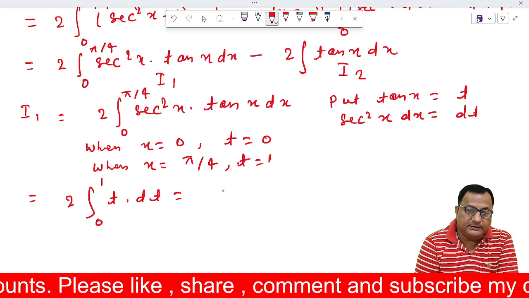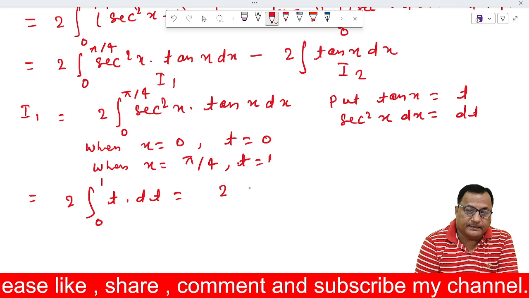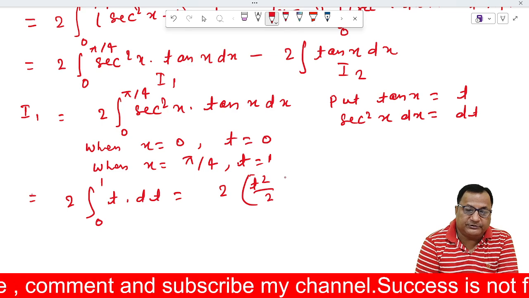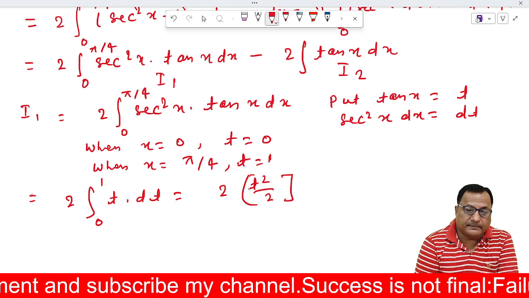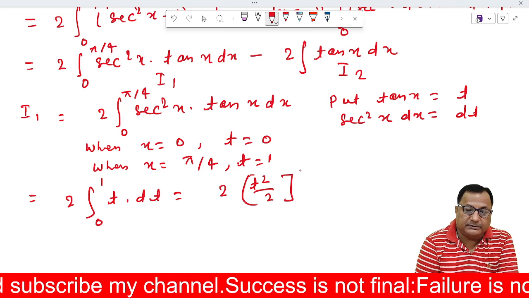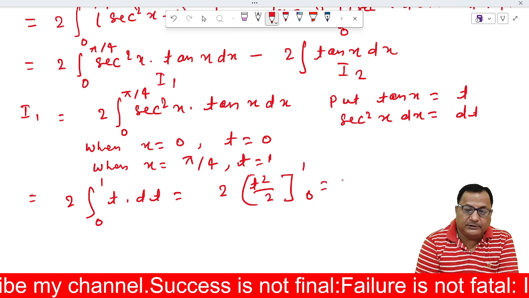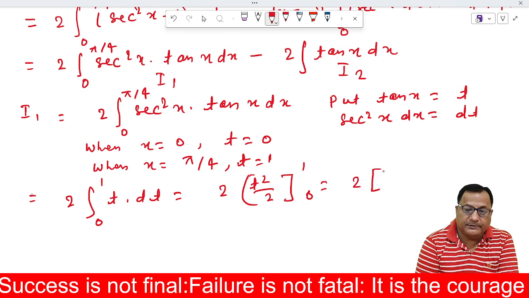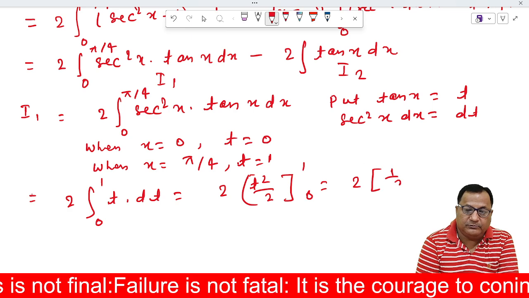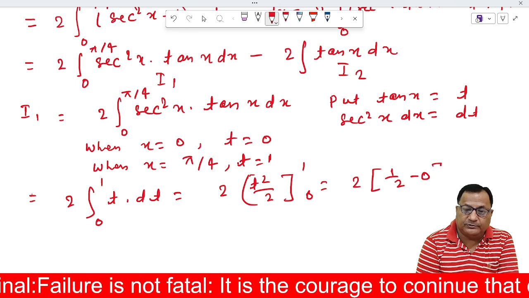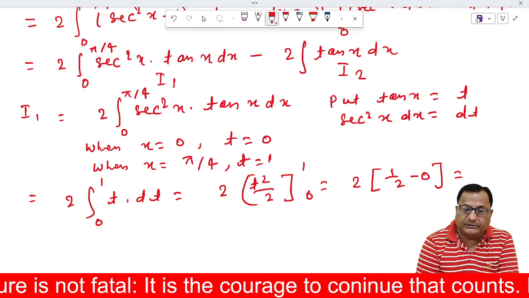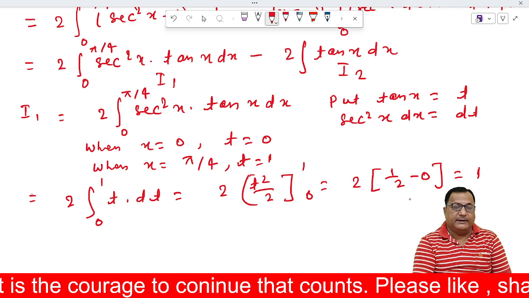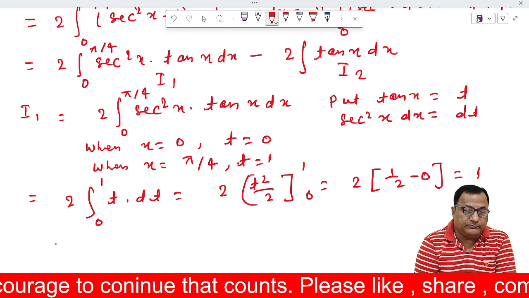Integration of this will be 2 times t squared by 2, from 0 to 1. If we put the values of the limits, then 2 into 1 by 2 minus 0. This will be 1 by 2 and this will be 1. So 1 will be the I1 value. Now the I2 value.